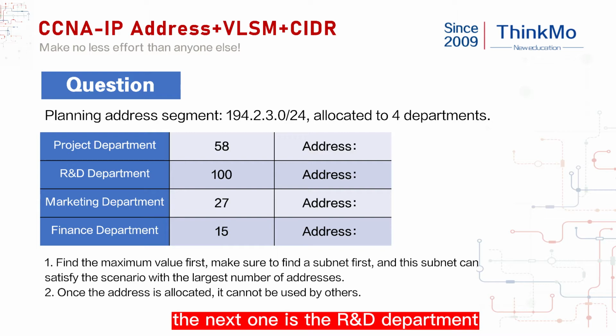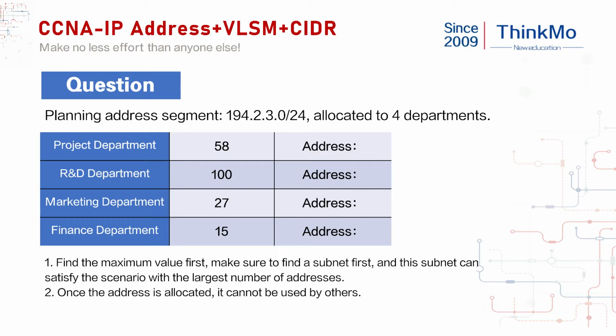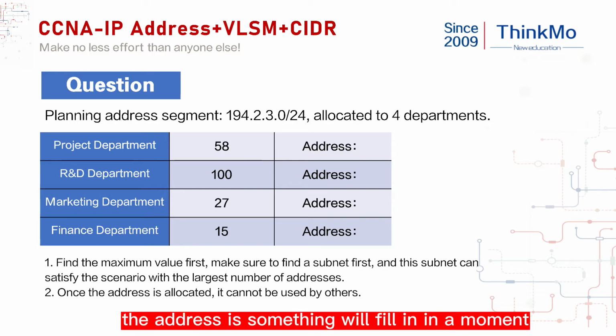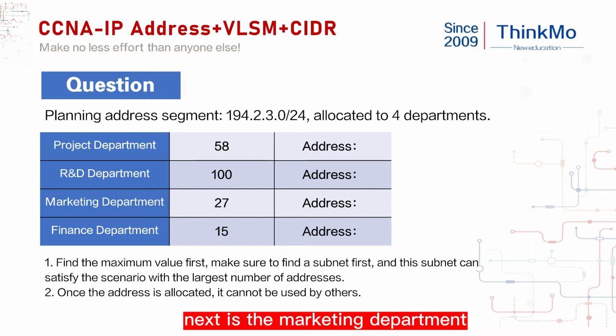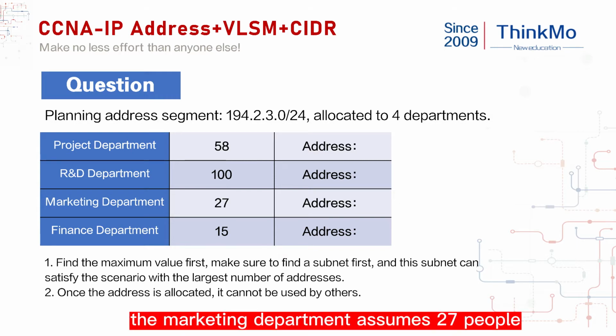The next one is the RAND department. There are more people in the RAND department, 100 people. The address is something we'll fill in in a moment. Next is the marketing department. The marketing department assumes 27 people.